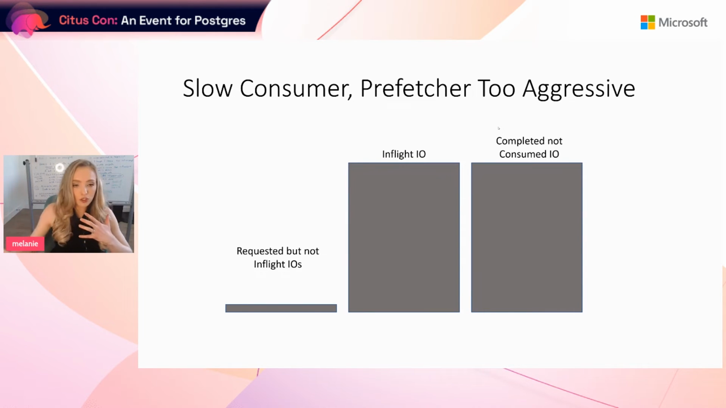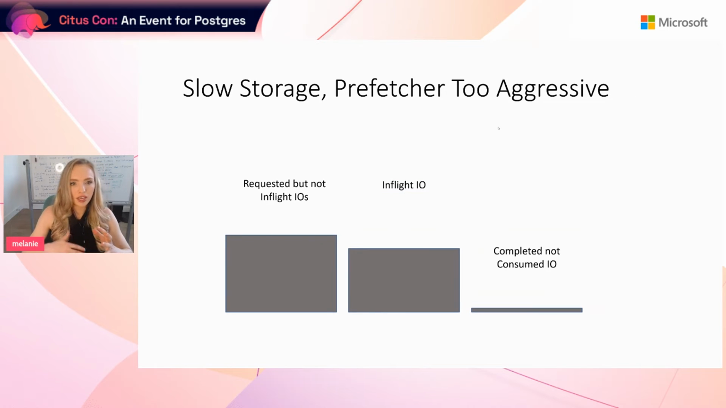In a prefetcher that's too aggressive, you might see a lot of completed, not consumed IOs just building up. With a prefetcher that's too aggressive but bound by the storage being too slow, you might see the prefetch rate going up and up. More IOs have been requested, but the number of in-flight IOs is not going up. And there are no extra IOs that are completed and not consumed. That'll stay around 0 because every time an IO is completed, the consumer will consume it.